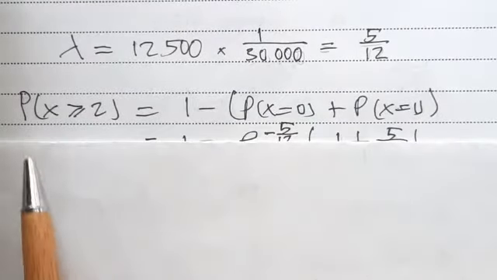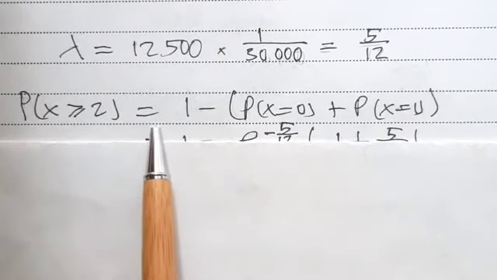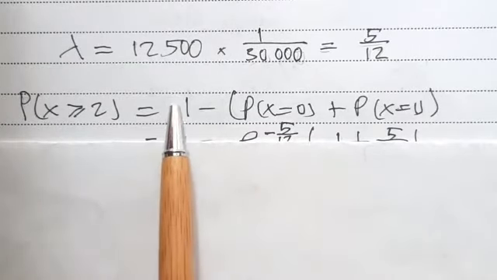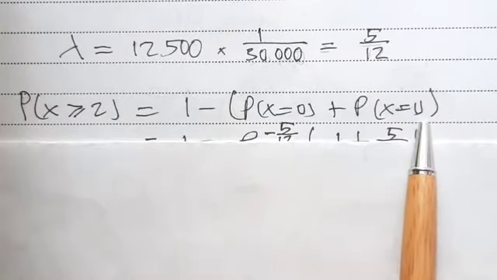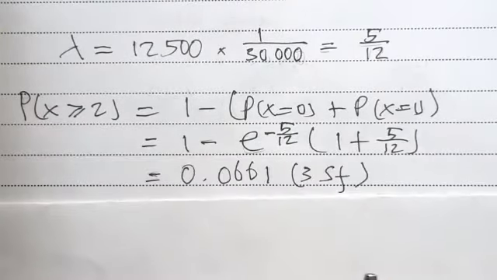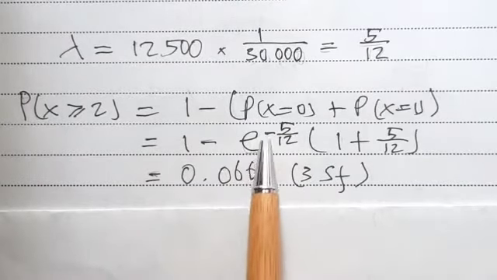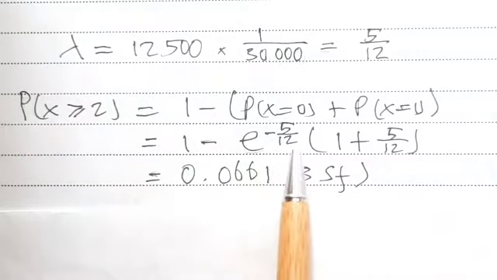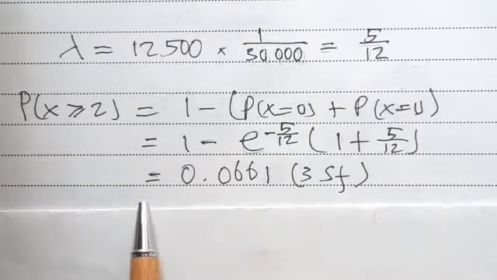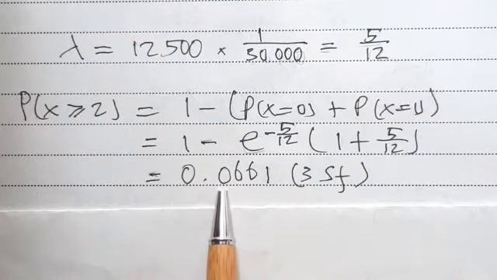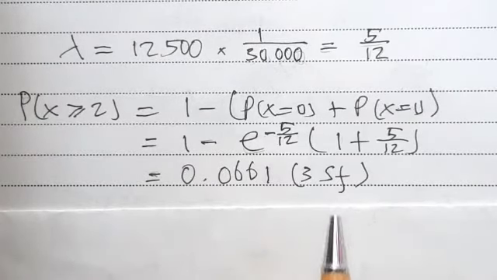And the question is P(X greater or equal to 2), that is the same as 1 minus [P(X = 0) plus P(X = 1)]. Thus, use the formula 1 minus e power minus 5/12 times (1 plus 5/12), that is 0.0661 correct to 3 significant figures.